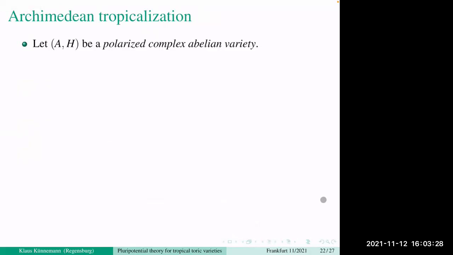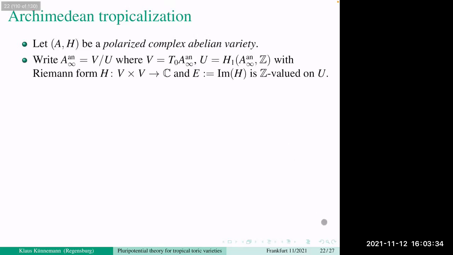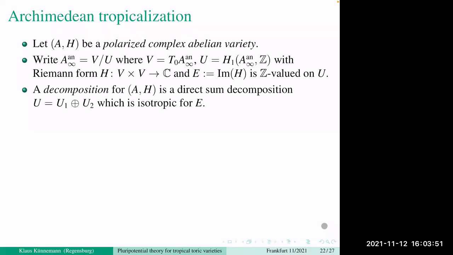If you want to do this in the Archimedean situation, you look at a polarized complex abelian variety. Then, of course, you again have some uniformization. You have a Riemann form, the imaginary part is Z-valued, and so on. But now, when you want to make the same construction as before, you need some kind of Tate uniformization. So you do not want to define a quotient by a vector space, but you want to define a complex torus, or a complex algebraic torus.